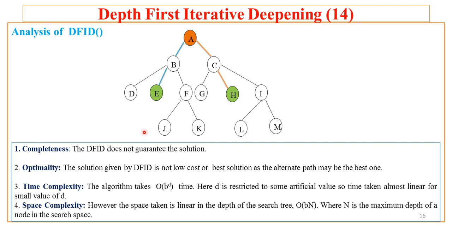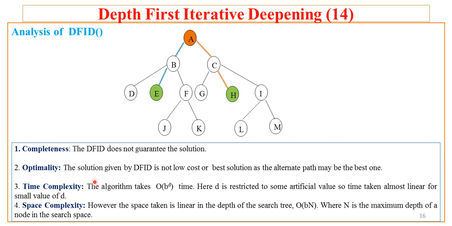With respect to the 4 standard parameters, how is the behavior of DFID? DFID does not guarantee a solution. Why? Because if the given limit is, for example, 2, and assume that the goal node to be found is k, and k is lying at limit 3, but the algorithm is restricted to limit value 2, even though the goal is present, it will return failure. It will not access the next level element. So even though the goal is present, it says no goal found.